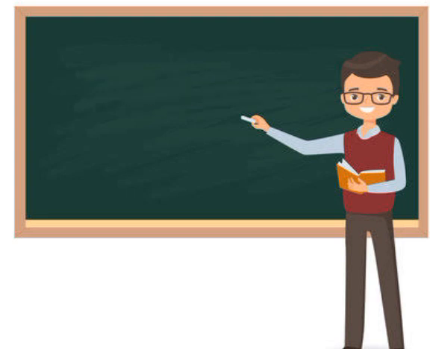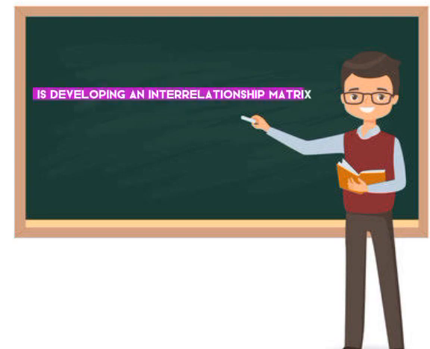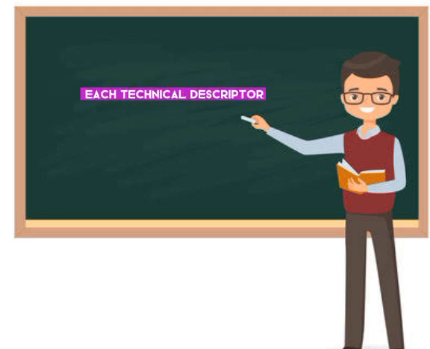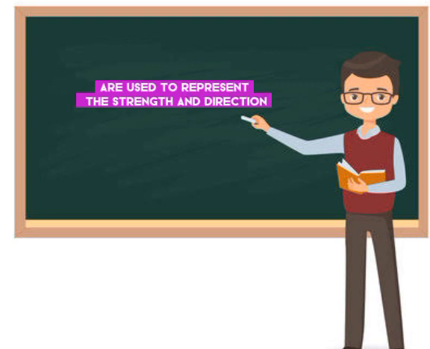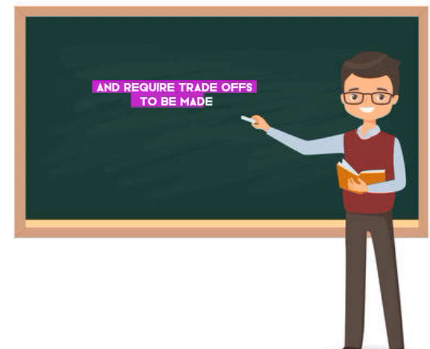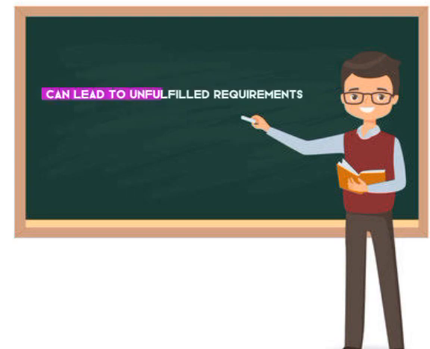Step 4 in building a house of quality is developing an interrelationship matrix between the technical descriptors. This matrix helps identify the interrelationships between each technical descriptor. Symbols like solid circles, X, and asterisks are used to represent the strength and direction of the interrelationships. It's important to identify conflicting technical descriptors as they often result from conflicting customer requirements and require trade-offs to be made. Unresolved trade-offs can lead to unfulfilled requirements, increased costs, and poorer quality.